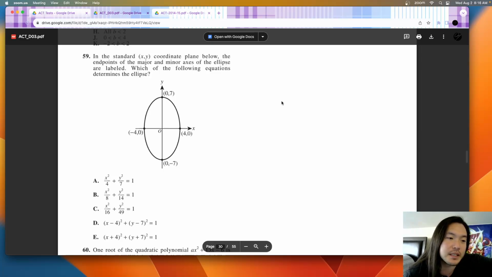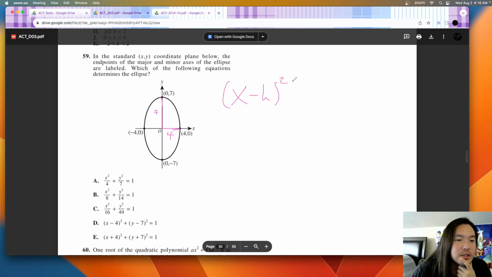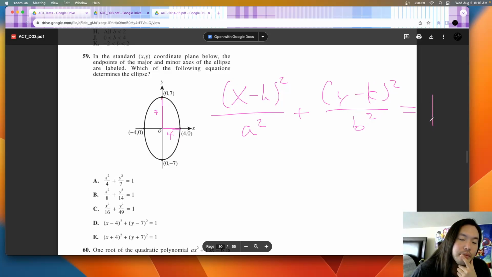But here we have the ellipse. Ellipse is pretty similar. It's like an elongated circle. There's the minor axis and the major axis. Here, this is 4, this is 7. Let me try to remember this properly. I'm pretty sure it's going to be (x minus h) squared over a squared plus (y minus k) squared over b squared equals 1.